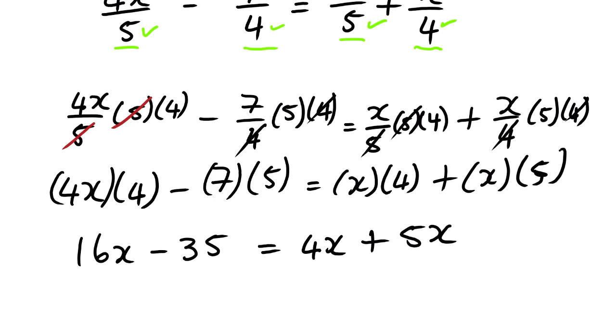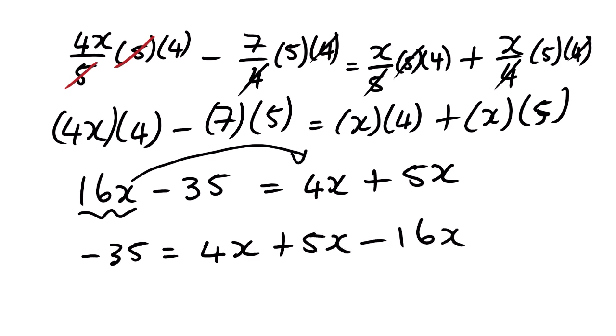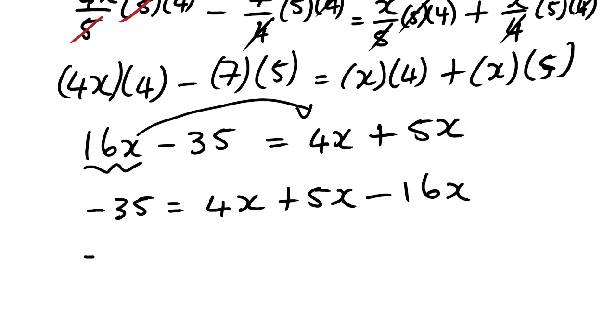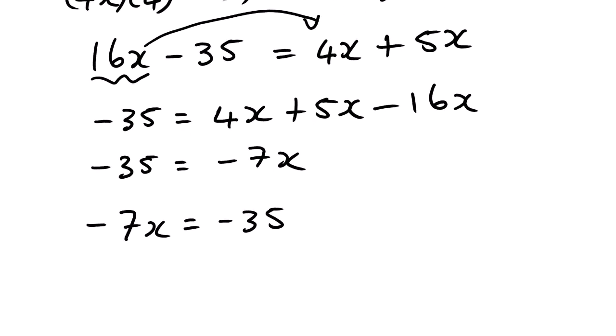And then from here we need to take this term to the other side to join the other terms which have the x variable. So we are left with negative 35 equals 4x plus 5x minus 16x. 4x plus 5x is 9x, minus 16x is negative 7x. So we can quickly rewrite this as negative 7x equals negative 35.